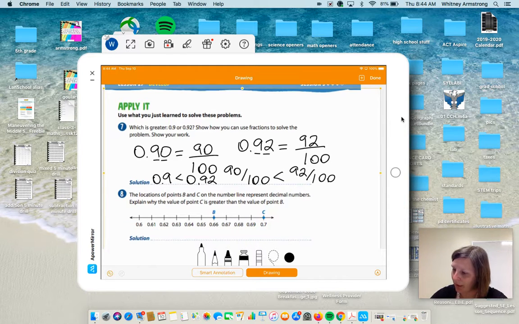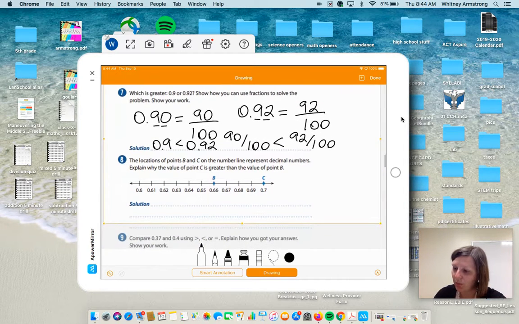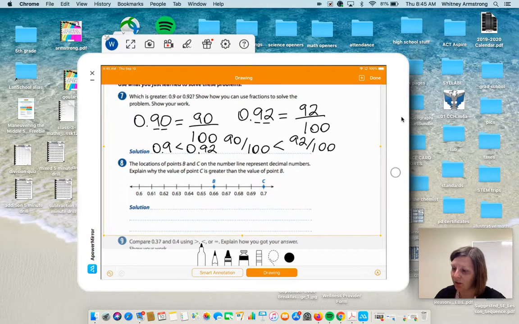Let's look at number 8. The locations of points B and C on the number line represent decimal numbers. Explain why the value of point C is greater than the value of point B.